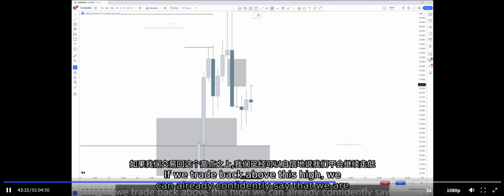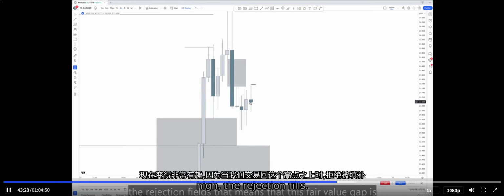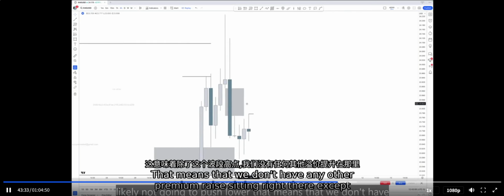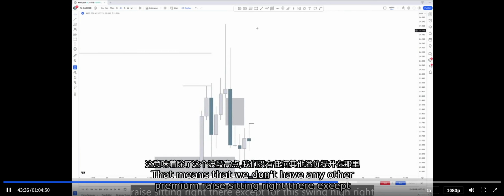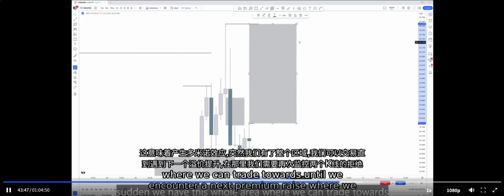If we trade back above this high, we can already confidently say that we are not going to continue lower. And now it becomes very interesting because when we trade back above this high, the rejection fails. That means that this fair value gap is likely not going to push lower. That means that we don't have any other premium arrays sitting right there except for this swing high. Meaning that creates a domino effect where all of a sudden we have this whole area where we can trade towards until we encounter a next premium array where we need to monitor the 2 candle rejection again.